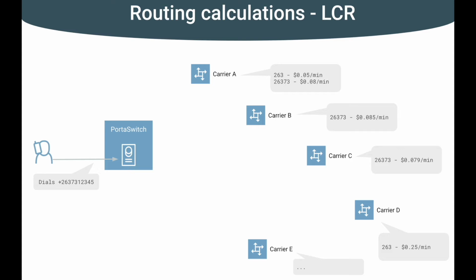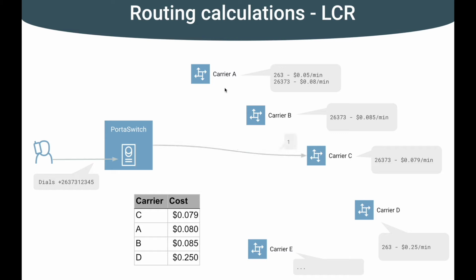The most straightforward way to calculate the routes is to make a list of all the vendors that have a connection to the destination and then sort the carriers in the order of ascending price, or it's also called least cost route. So if we sort our carriers according to their cost, we're going to have the cheapest route at the top and the most expensive at the bottom. The first route is therefore going to be our carrier C, then carriers A, B, and finally D.